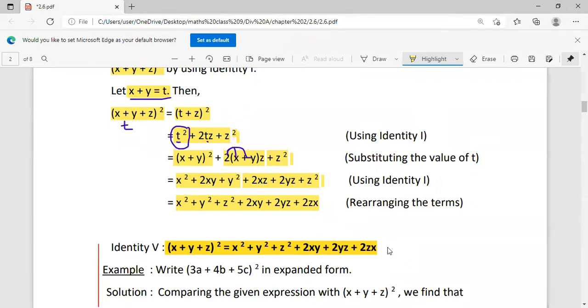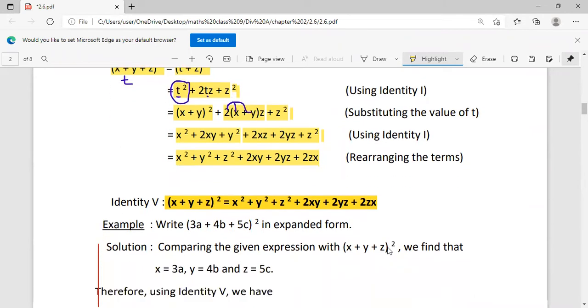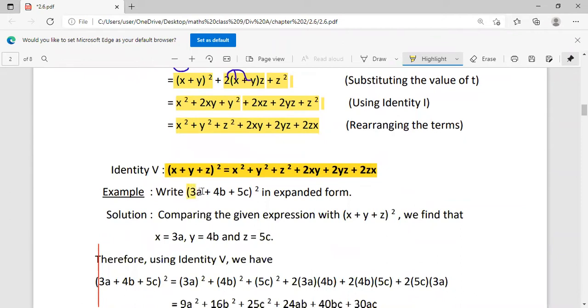Now we are using this identity, x plus y plus z whole square, to solve some problems. So the first question is this one. Write 3a plus 4b plus 5c whole squared in the expanded form. It is quite easy.